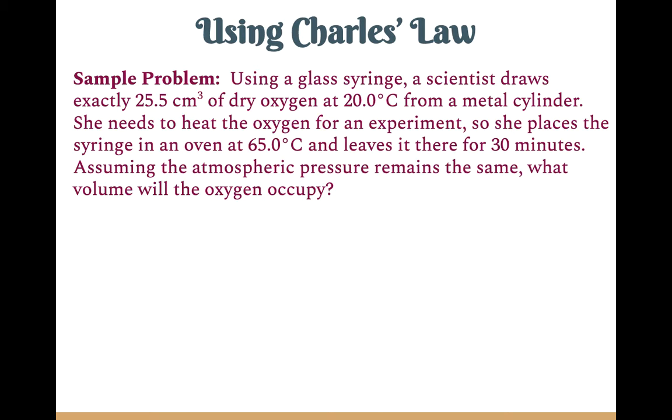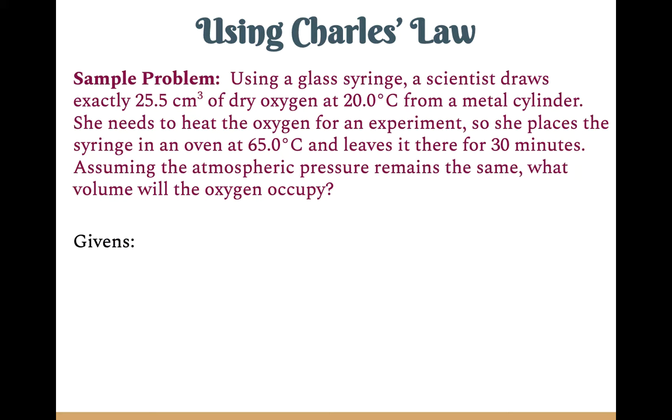So let's look at an example of using Charles's law. Using a glass syringe, a scientist draws exactly 25.5 cubic centimeters of dry oxygen at 20 degrees Celsius from a metal cylinder. She needs to heat the oxygen for an experiment, so she places it in an oven at 65 degrees Celsius and leaves it there for 30 minutes. Assuming the atmospheric pressure remains the same, what volume will the oxygen occupy?